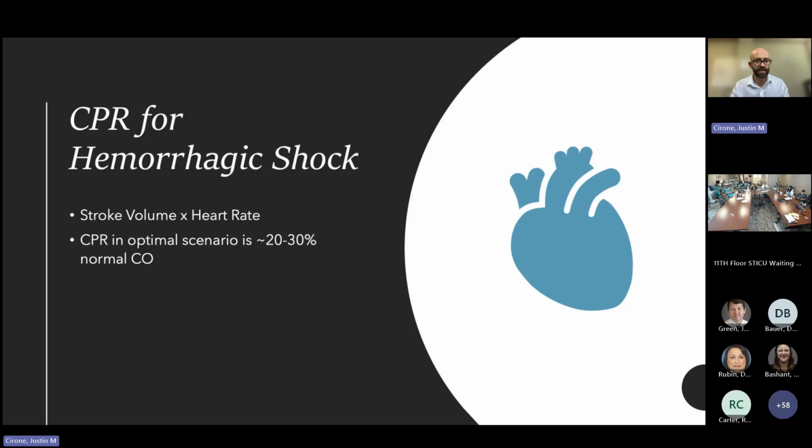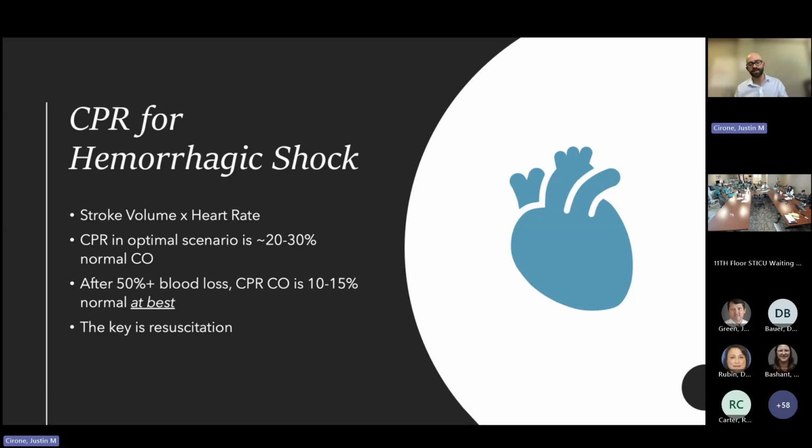And then hemorrhagic shock is kind of fascinating because when you think about what you're trying to accomplish in CPR, you're trying to augment or recreate cardiac output, which is stroke volume times heart rate. In an optimal scenario, best case scenario, non-trauma, non-hemorrhage, a healthy person, the best you can possibly do is recreate about 20 to 30% of normal cardiac output.